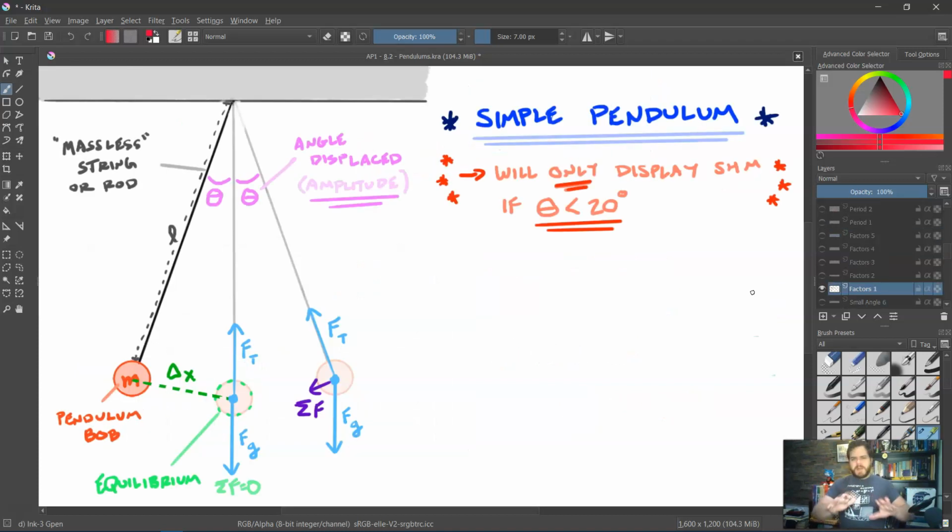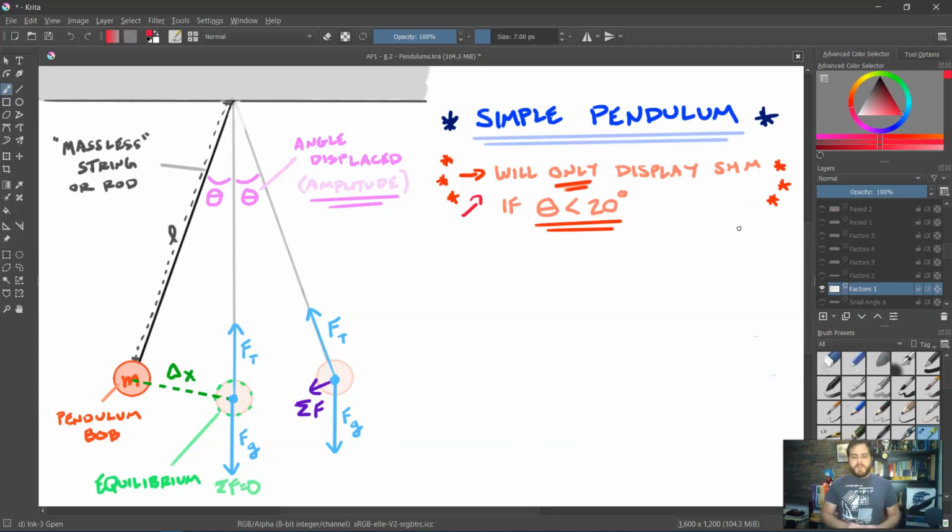I've put up this drawing again, but now I'm going to add a really important caveat: a simple pendulum will only display simple harmonic motion if theta, that angle, is less than about 20 degrees. So we want to be very careful. We're not going to be looking at situations greater than 20 degrees, because then everything we're about to analyze starts to become way more complicated, since it's no longer specifically simple harmonic motion. It becomes a slightly more complicated situation.